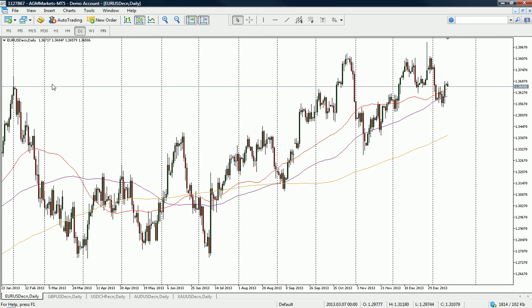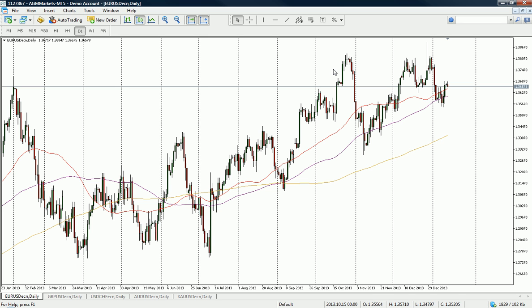Okay, let's have a look at the euro dollar. For each of these charts, we'll start off with the daily and scale down if there are any shorter, interesting setups or things to keep an eye on, but the daily is the main one that we'll focus on.